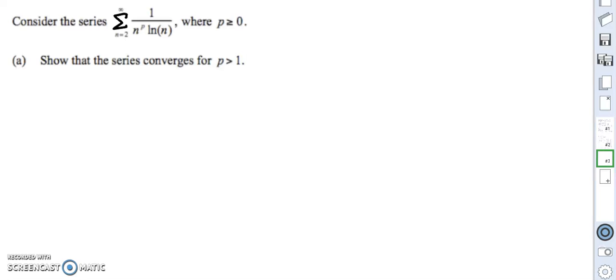Consider the series, the sum from n equals 2 to infinity of 1 over n to the p times the ln of n, where p is greater than or equal to 0. Okay, I am considering it. A. Show that the series converges for p greater than 1.